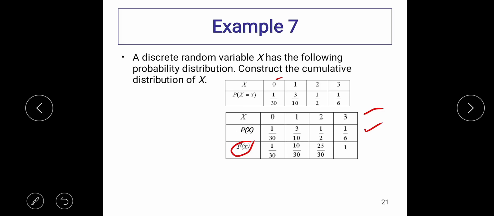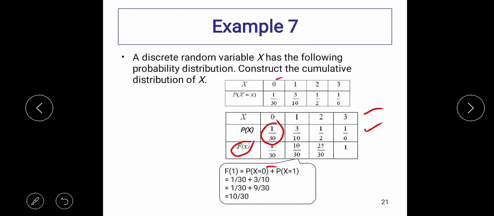So when your x is 0, your cumulative probability is still 1 over 30 because it takes back the probability when x is 0. But when you want to find F(1), when x is 1, you want to find the cumulative distribution when x is 1, you have to take back your p(x) when it's 0 and also your probability when x is 1. So basically you add these two parts here.